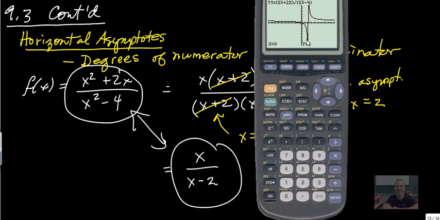And how do you know for sure? Well, let's trace. There's the first one, and here's the second one. Look at that. Exactly the same point, exactly the same graph. See that? So they're mapped exactly onto each other. Now, the horizontal asymptote.